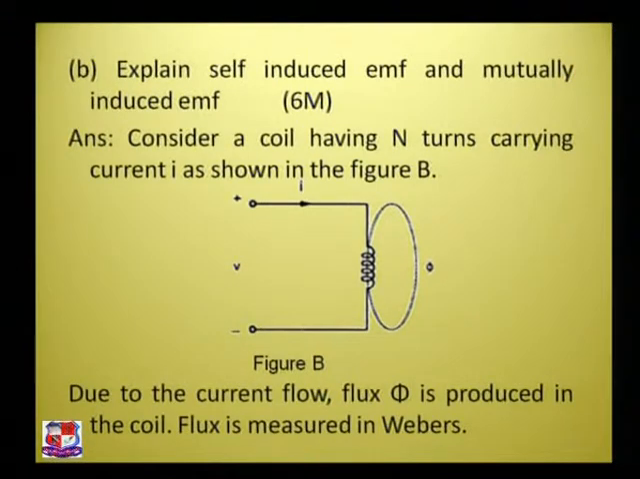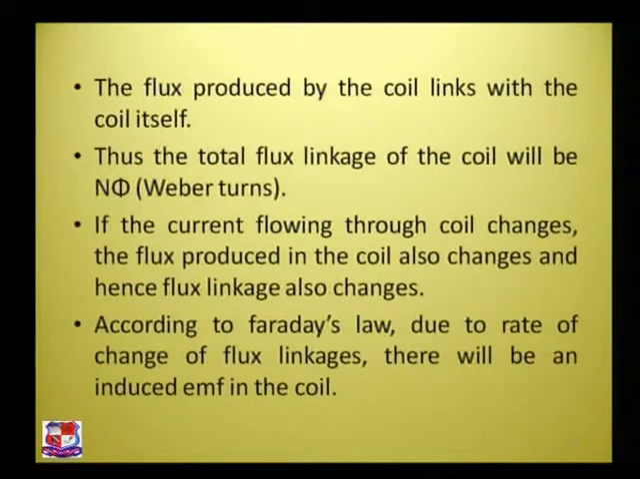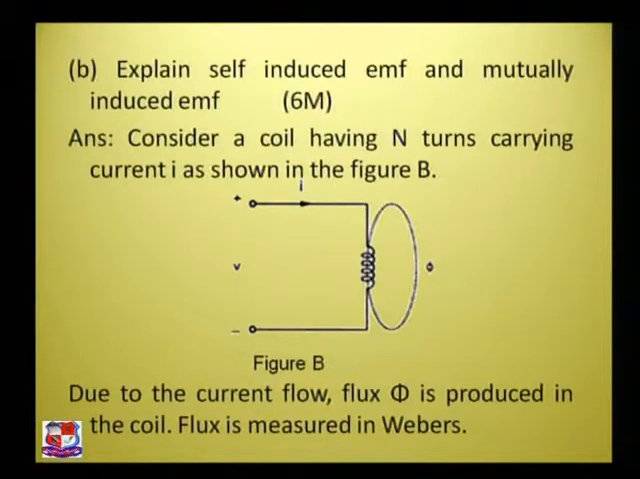Consider a coil. It has N turns. There is a voltage source, and current is flowing in the circuit. So consider a coil having N turns carrying current I as shown in the figure. Due to the current flow, flux is produced in the coil, and the unit of flux is Webers. This flux produced by the coil links with the coil itself. Whatever flux is produced in the coil links with itself.